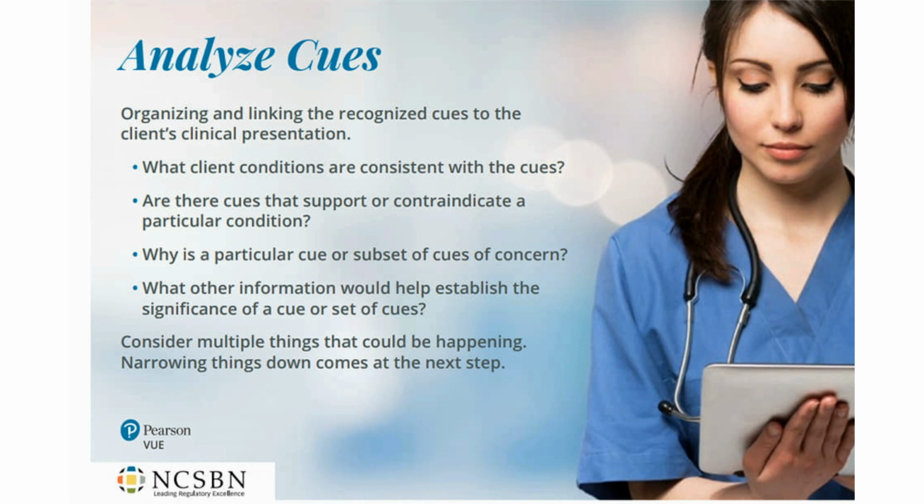Now, analyzing cues goes towards the nursing diagnosis in the nursing process model. That's no longer going to be used, okay? Consider multiple things that could be happening. Narrowing things down comes at the next step. Prioritize hypothesis. Let's look at it.